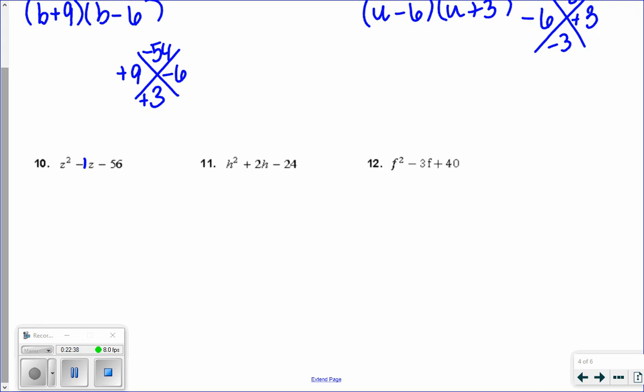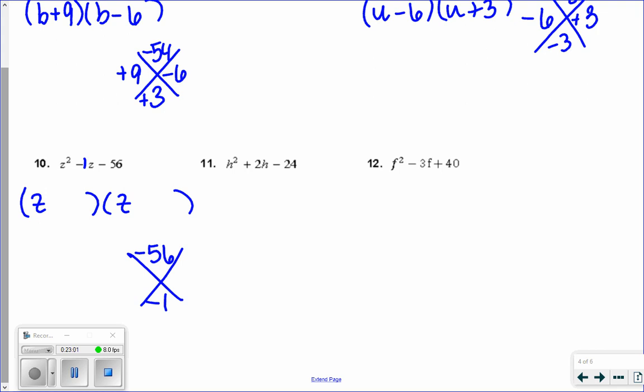And then a negative 56 on the end. So we've got a z is the first part of our binomial. We're trying to fill in the second part. What are two factors of negative 56 that combine to a negative 1? And again, if that is negative, then we know that they have to have different signs, and therefore they have a difference of 1.